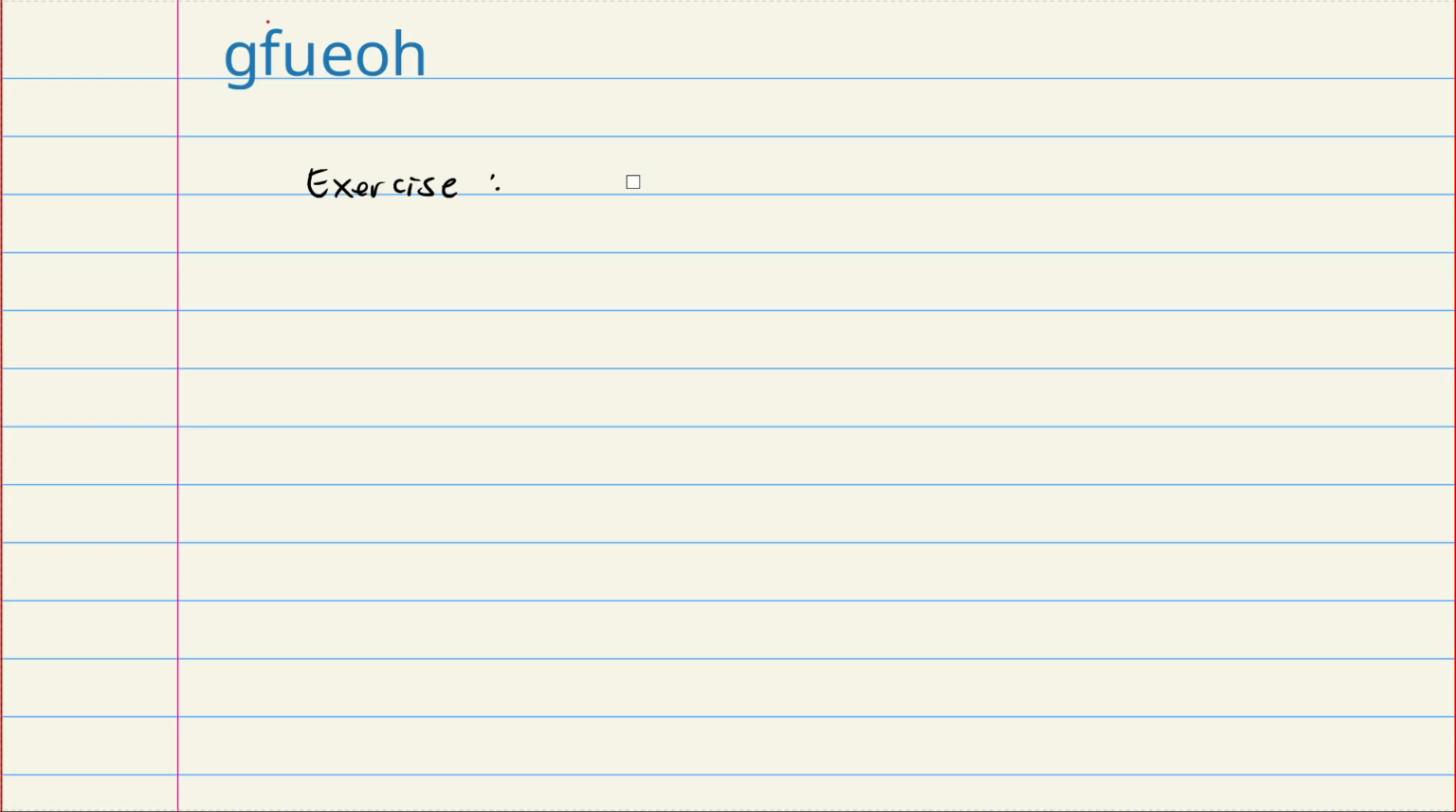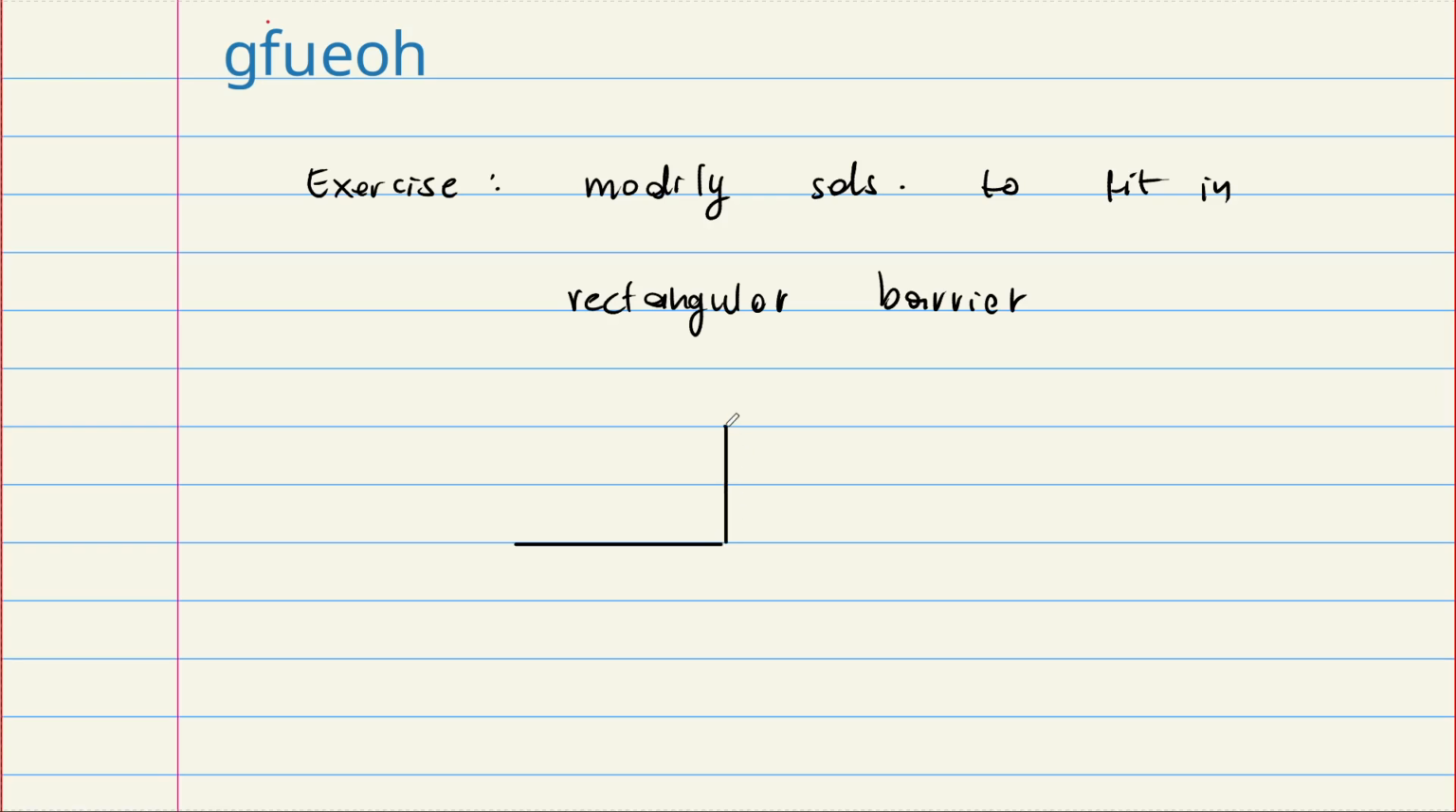Exercise: generalize or modify solutions to fit a rectangular barrier. And rectangular barrier means not this well, but something like this. And now you need to think about the energy too. So your energy can be here, below the barrier. Your energy can be above the barrier. Okay? So these two cases.